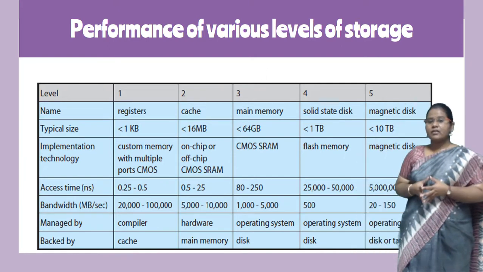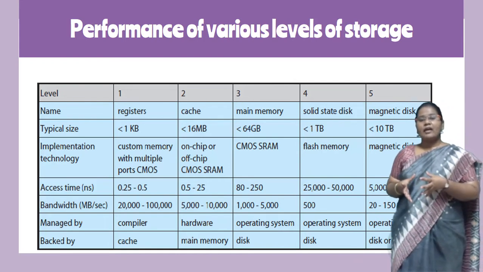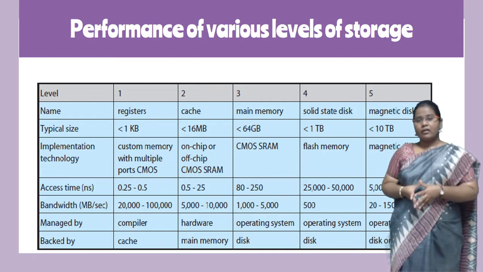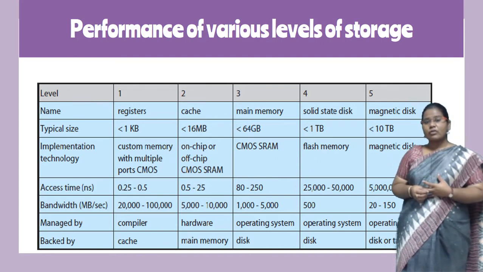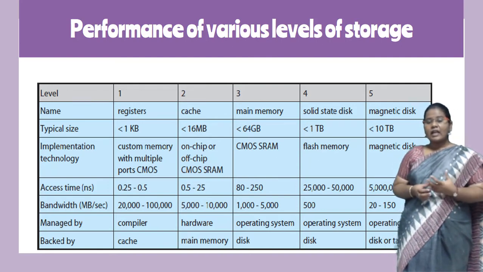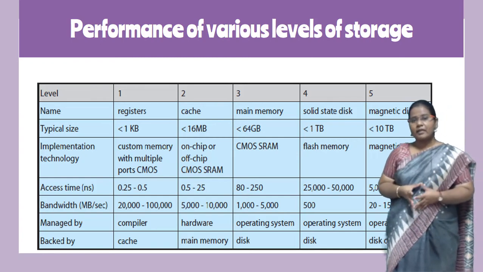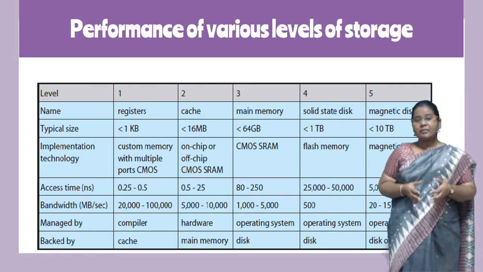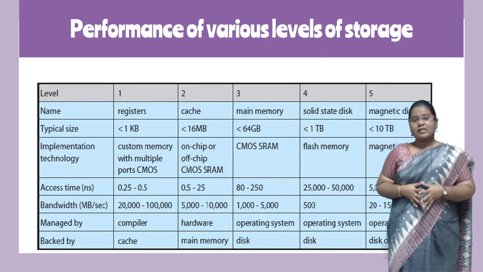So you have different types of storage devices like registers, cache, main memory, solid state disk, that is nothing but your electrical disk, and the magnetic disk. The second row, the typical size, indicates the storage capacity of each device. Implementation technology shows where these devices are actually implemented in your system. Access time is the time taken for each instruction to load from that particular device towards the CPU.